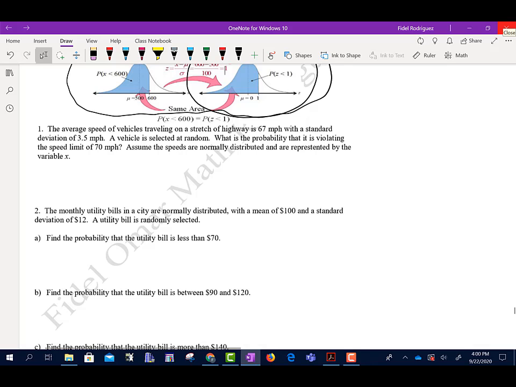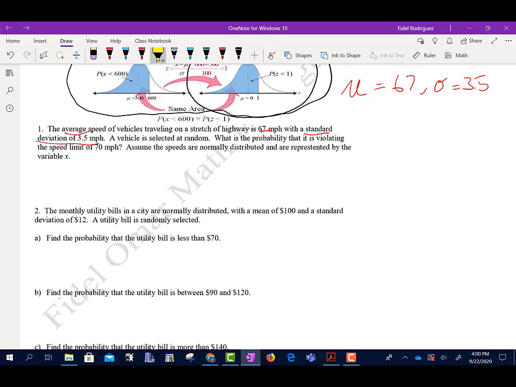All right. It says the average speed of vehicles traveling on a stretch of highway is 67 miles an hour with a standard deviation of 3.5 miles an hour. A vehicle is selected at random. What is the probability that it is violating the speed limit of 70 miles an hour? Assume the speeds are normally distributed and are represented by the variable x. So in this problem, we know that our mean is 67, and we know that our standard deviation is 3.5, because it tells me right here the average speed is 67 and the standard deviation is 3.5.